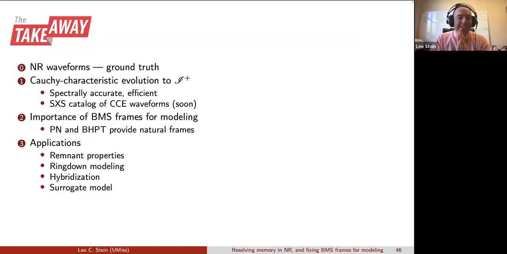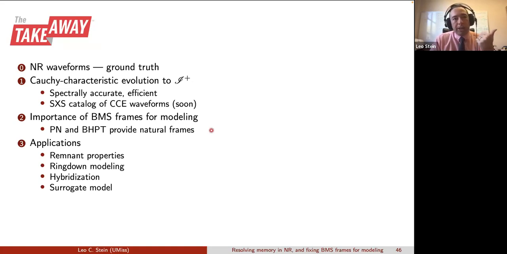All right, but let me wrap up by saying, here's what I think that you should remember. We now have the ability to take our simulation from a finite Cauchy volume and integrate it all the way out to scri, spectrally accurately. We can resolve memory. Now, using this new technology, we've actually been able to exploit it to put in a bunch of details that were missing from modeling in the past.